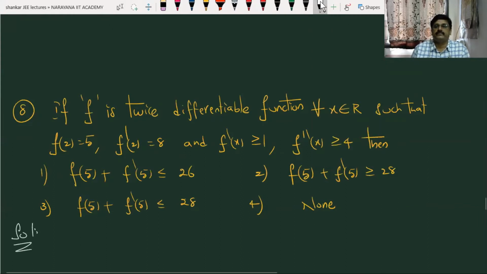First of all, f dash x is greater than or equal to 1. Now let us integrate on both sides between the limits 2 and 5 because the data is available there. Okay, students. So I am going to integrate like that. So what is happening there? Carefully you observe.